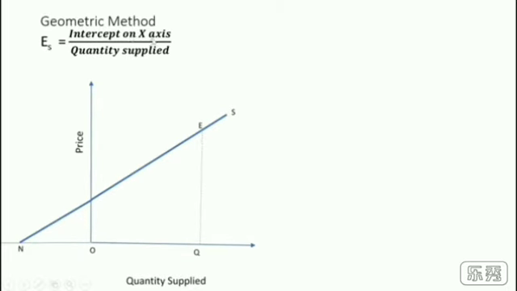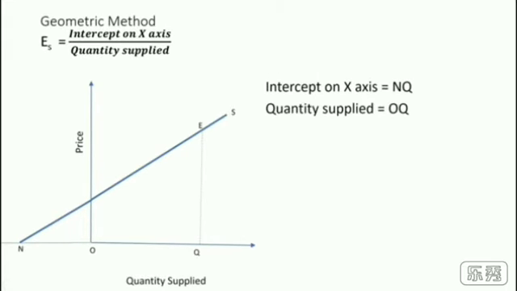So now the geometrical method of measuring elasticity, using the graphical representation of the supply curve. Here is a straight line supply curve. In this panel, S is a point on the supply curve. It cuts the price axis in its positive range, and as we extend the straight line, it cuts the quantity axis at N, which is in its negative range. The price elasticity of the supply curve at the point S is given by the ratio NQ0 divided by OQ0. So NQ shows the intercept on the x-axis, and OQ shows the quantity supplied.